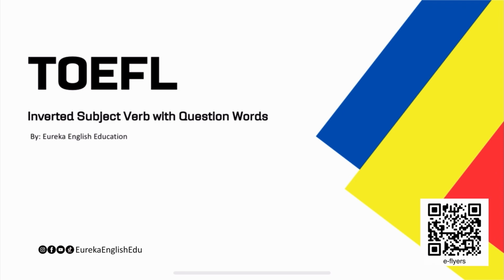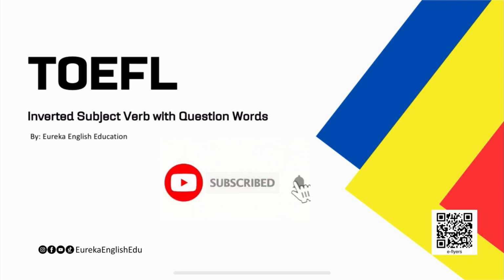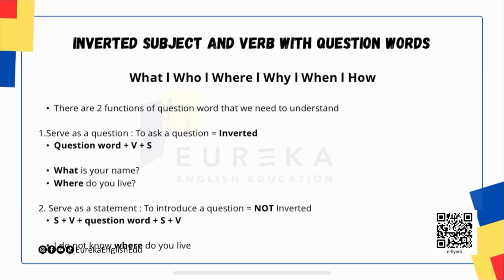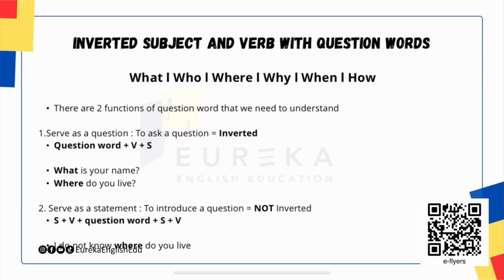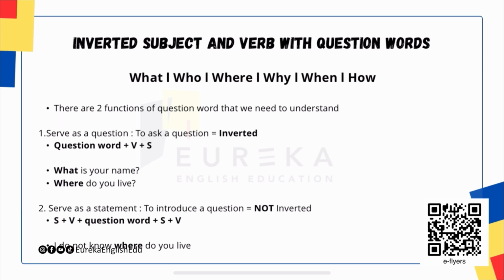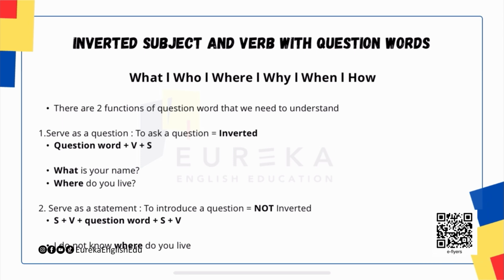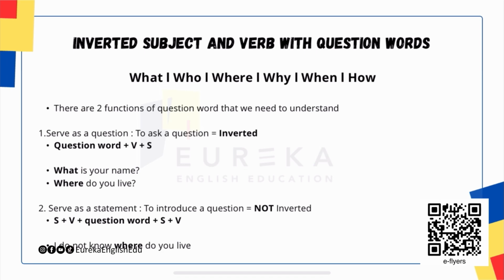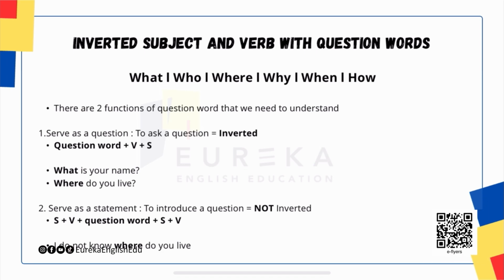Today I'm going to discuss inverted subject-verb with question words. The question words are such as what, who, where, why, when, and how. There are two functions of question words that we need to understand. The first is the question word that serves as a question. So this function is to ask a question.